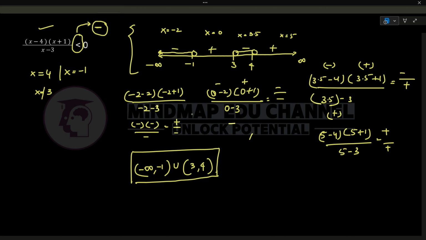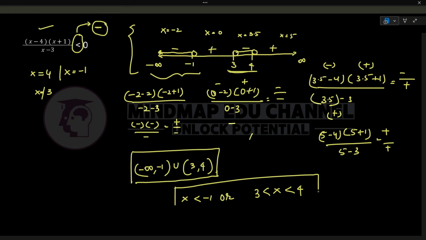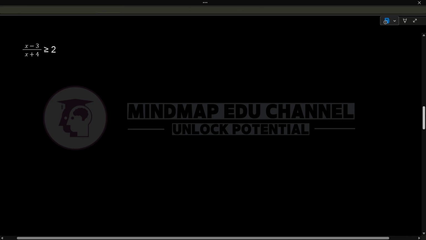Now let's write the answer in inequality notation. So now see, for this section, it is x is less than -1, or for this section it is x is greater than 3 but less than 4. So this is the answer for this example in inequality form. Clear? Let's move to the next example.